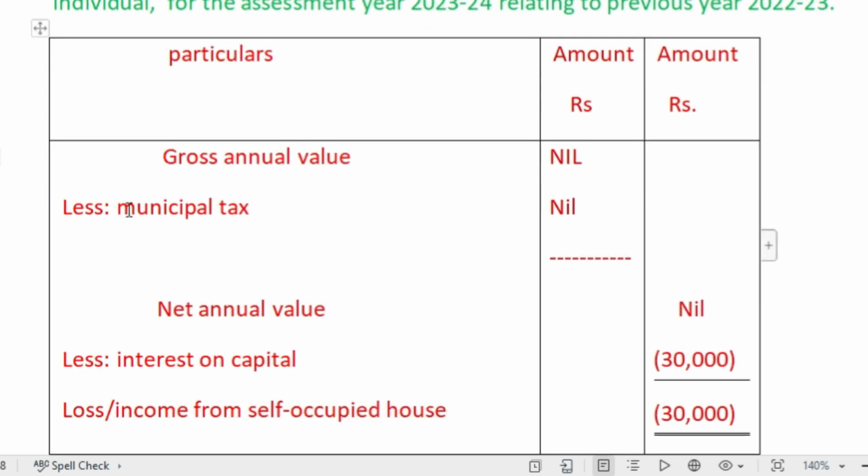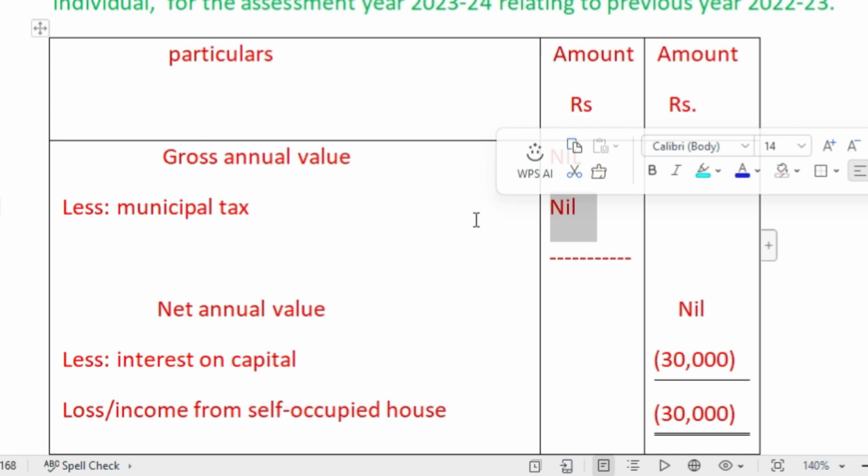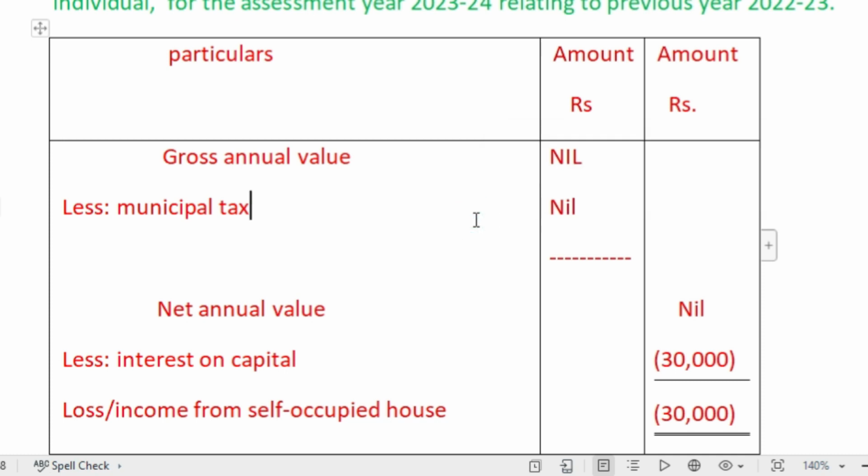But a let out house property is not exempted, it is taxable. And although municipal tax of rupees 1500 is given in the question, even then here we will take nil, because the house is self-occupied. So the net annual value is nil. This is the format we use for calculating income from house property if it is self-occupied.